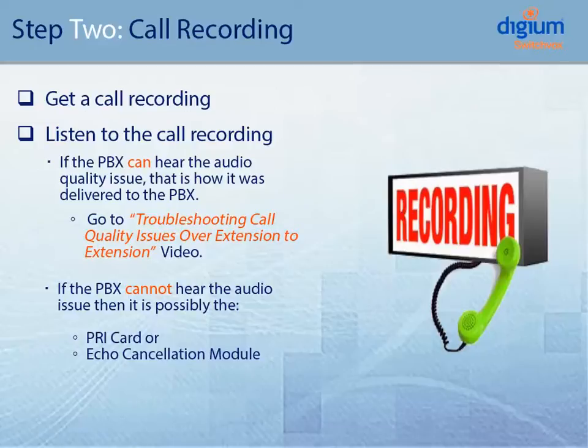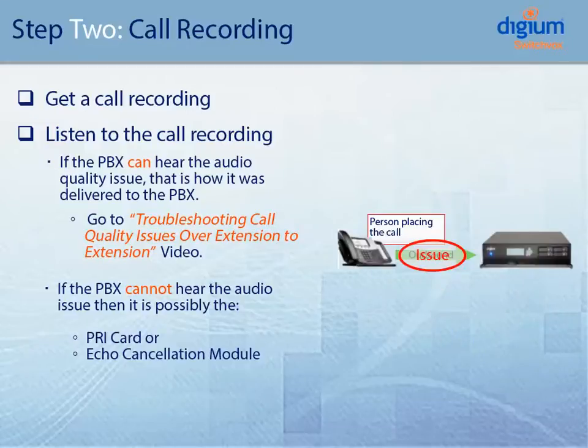Next, you will need to obtain a call recording of the issue that is occurring and listen to the recording to see if you can detect the issue. If the PBX can detect the issue, then that is how the PBX received the audio. You would then need to watch the video on how to troubleshoot call quality issues over extension to extension. If the PBX cannot detect the issue, then that means the card or modules are most likely the culprit, and you need to continue with step 3.